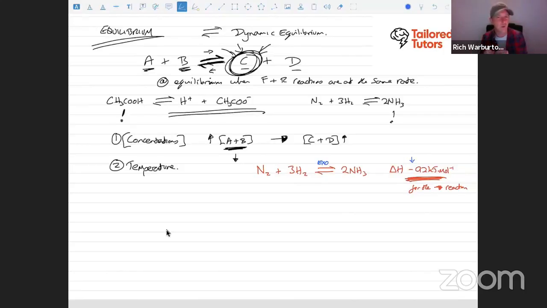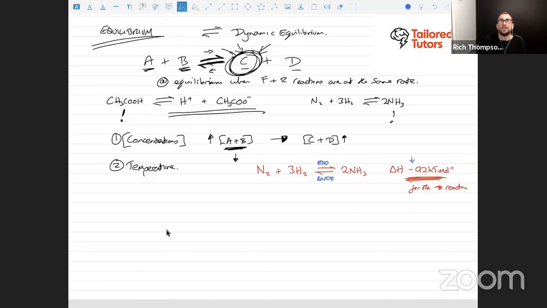If you know a bit of Hess's law, and you know you can swap these symbols around on these delta H's, then you know that the reverse reaction is going to be endothermic. And endothermic absorbs heat energy.